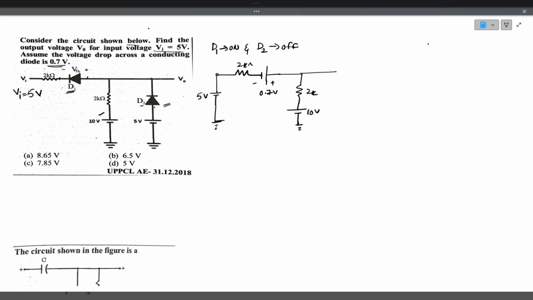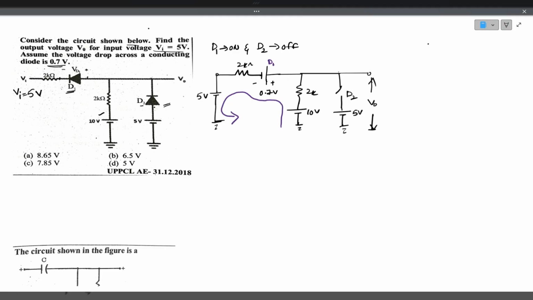Now diode D2 is assumed to be off state, so I am considering this as an open switch. And this is 5 volts here. Now what will be the output voltage? So the current flows from 10 volts through the diode D1 like this. Okay, current flows in this direction.